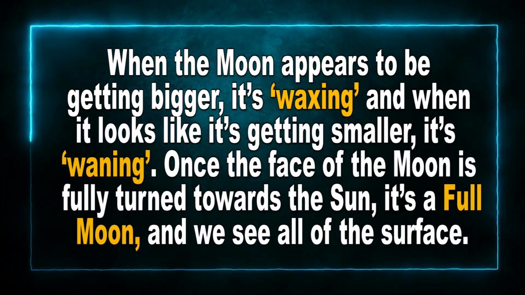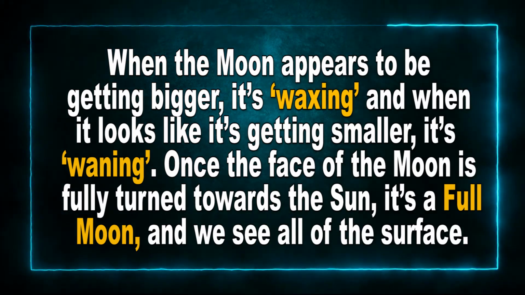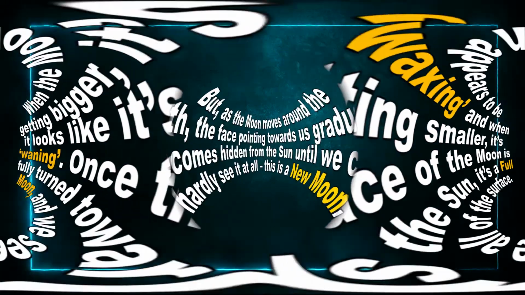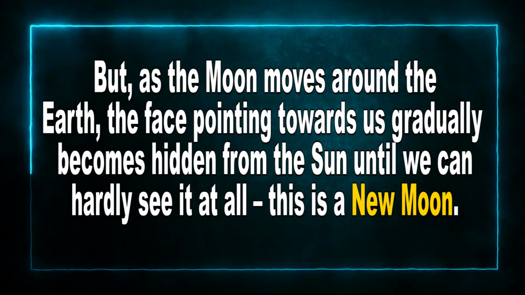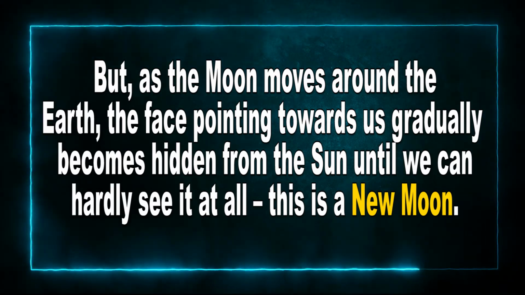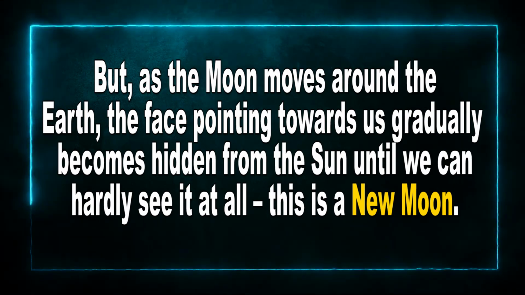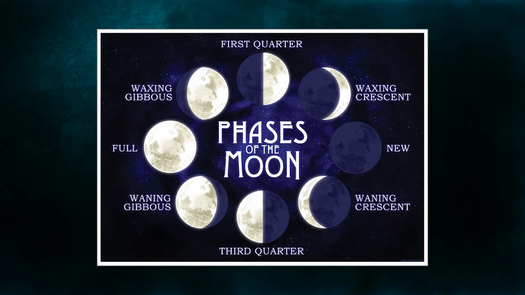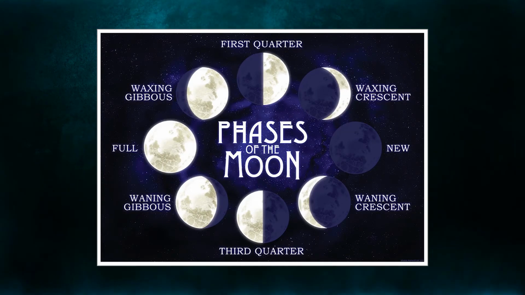Once the face of the moon is fully turned towards the sun, it is a full moon, and we see all of its surface. But as the moon moves around the Earth, the face pointing towards us gradually becomes hidden from the sun until we can hardly see it at all. This is called a new moon. Here you'll see a photograph that summarizes the various phases of the moon.